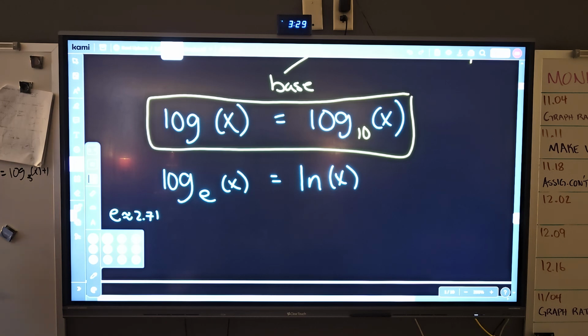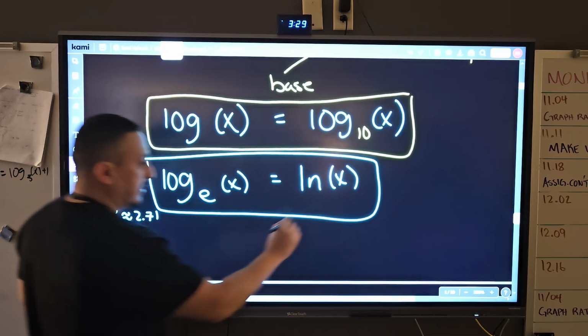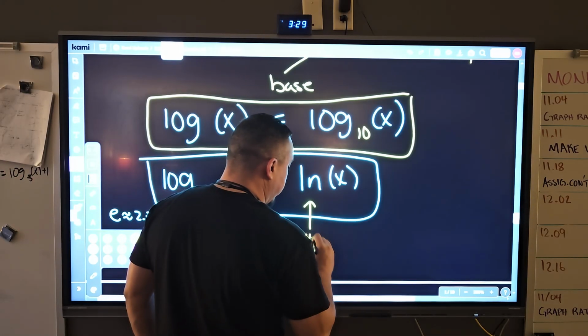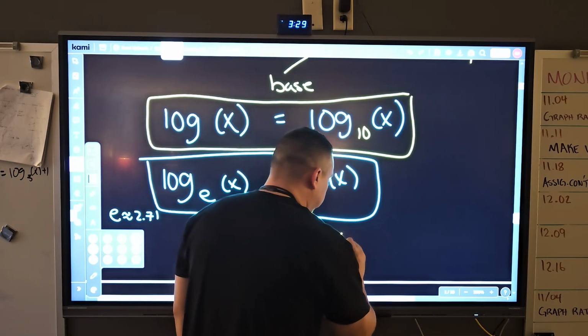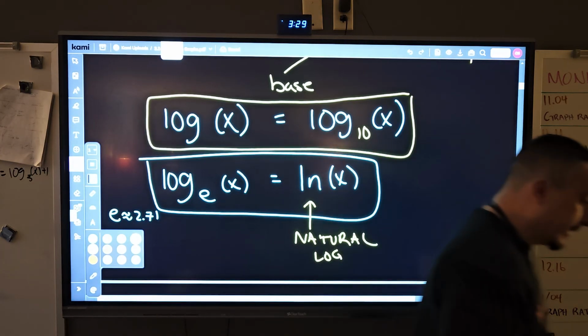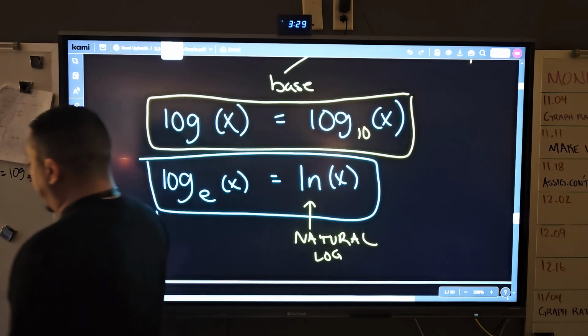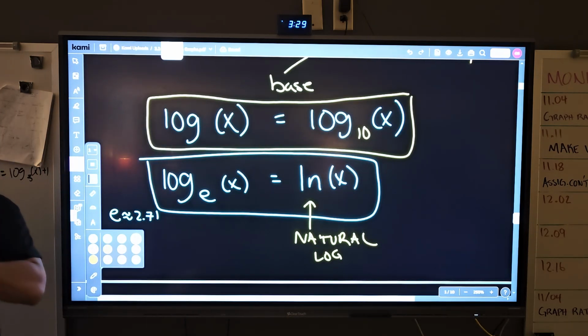This is called a natural log. Again, why natural? Because it appears naturally in nature, like I said, economics, space, and so that's why we call it natural. Okay, natural log. Everybody good so far? Good.